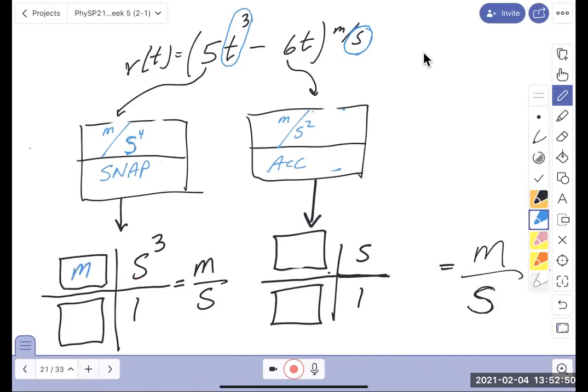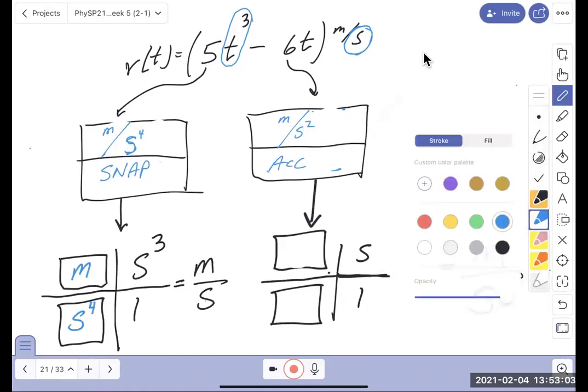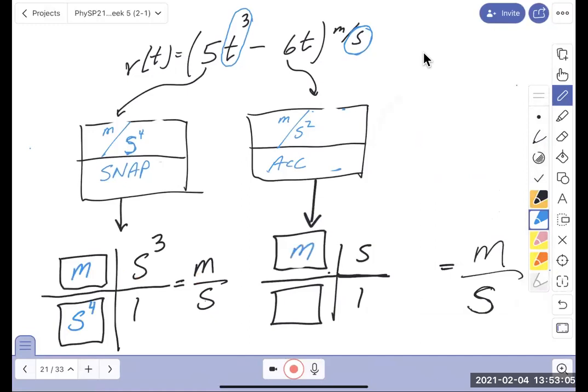And then this, like Eric said, has to be seconds to the fourth because three of them die and I've got one left there. Over here, I got meters on top, and then I've got to have seconds squared down there, so I end up with meters per second.